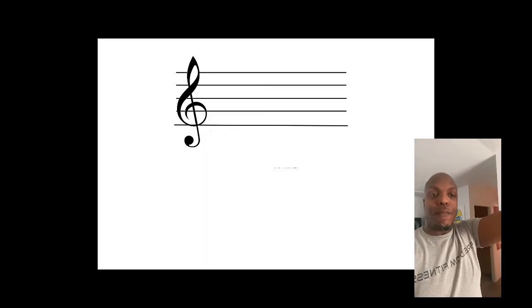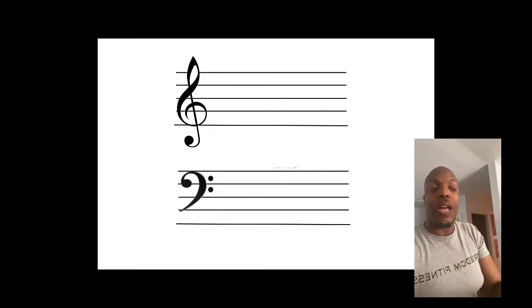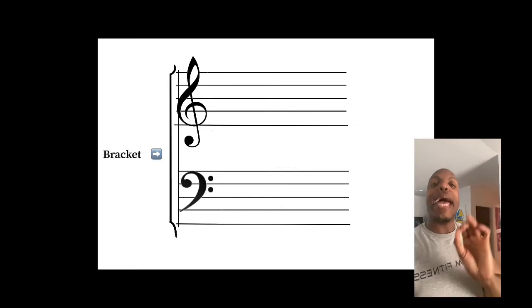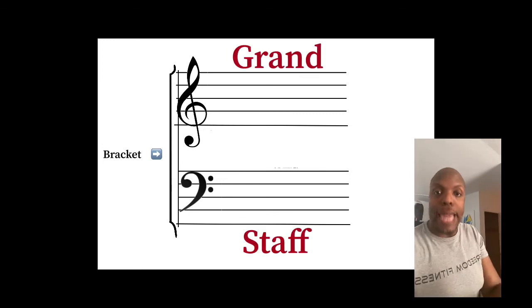Now, if you put the treble clef on one staff and the bass clef on another staff, you have two staffs together joined by a bracket. That is called the grand staff. Got it?